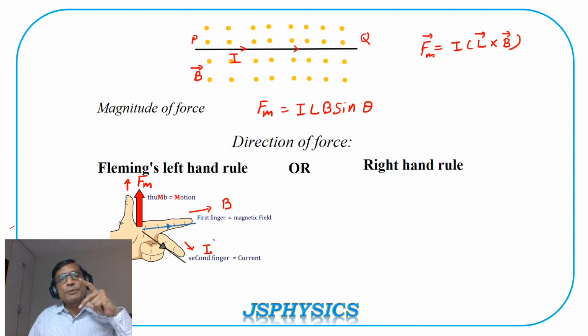Let us apply this rule to this particular diagram. In this case, the magnetic induction is coming outside the plane of the paper, so the forefinger will be towards us. Then the second finger will be current, so current is to the right hand side direction. Magnetic field is towards us, then force will be in the downward direction. So this way we can find the direction of the force. For this conductor, the force will act in the downward direction, which is given by Fm, this way. So we can apply this rule to find out the direction of the force acting on a current carrying conductor placed in a uniform magnetic field B.